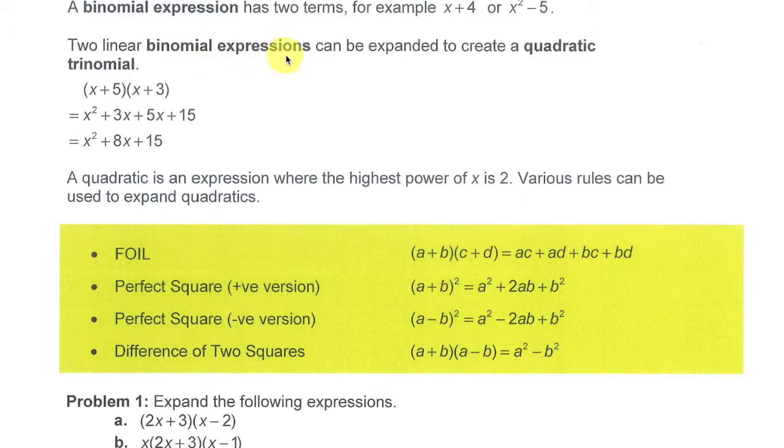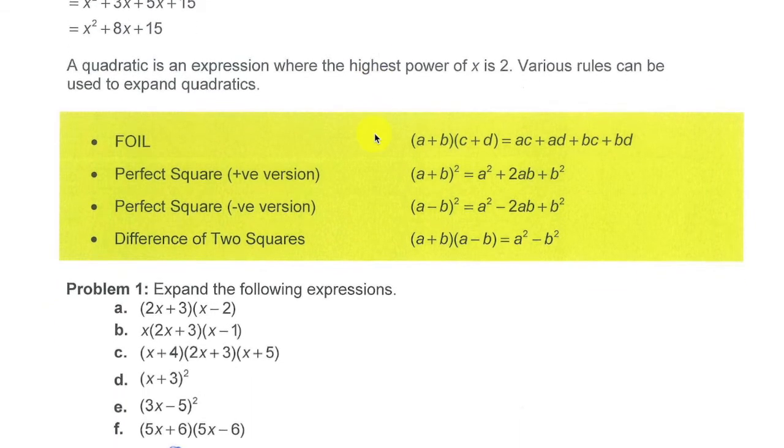Two linear binomial expressions, so linear just means x to the power of 1, can be expanded to create a quadratic trinomial. Quadratic just means x to the power of 2, and trinomial, 3 terms. As an example, x plus 5 multiplied by x plus 3: x times x is x squared, x times 3 gives us 3x, 5 times x is 5x, and 5 times 3 is 15. I have two x terms, so I add those together, and it ends up being x squared plus 8x plus 15. So that is a quadratic, and the trinomial part, 3 terms.